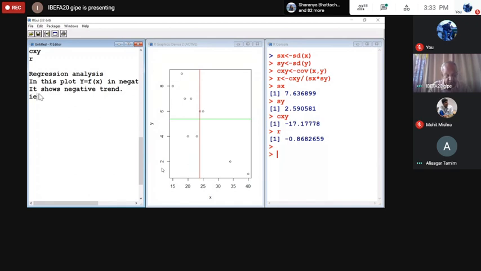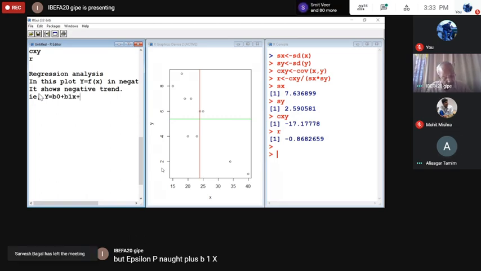That is, y equal to B0 plus B1 x plus epsilon. B0 plus B1 X plus epsilon.